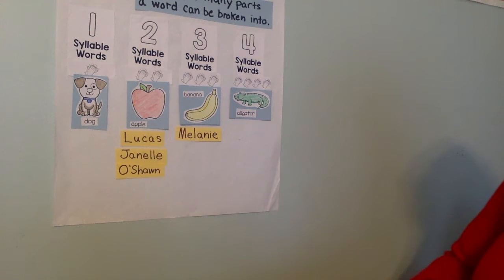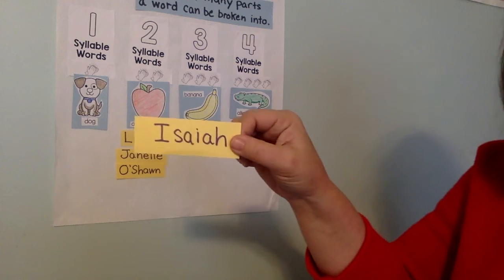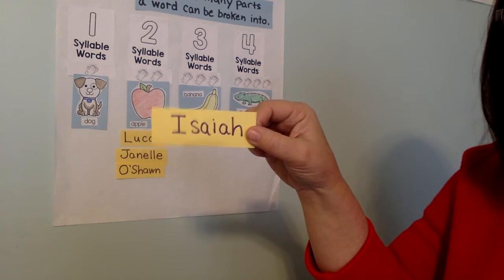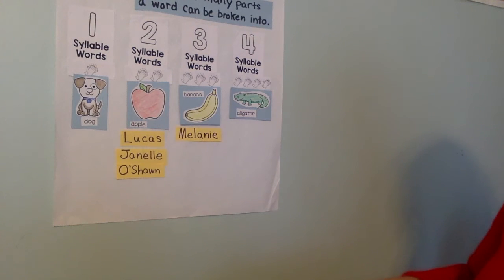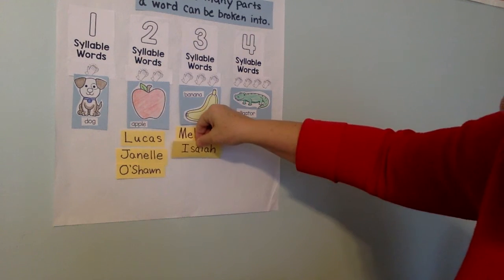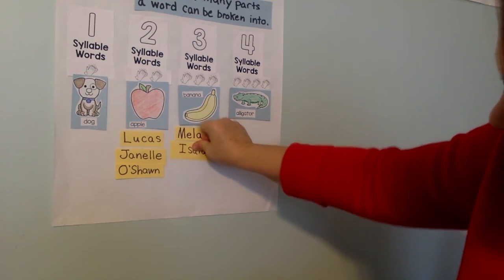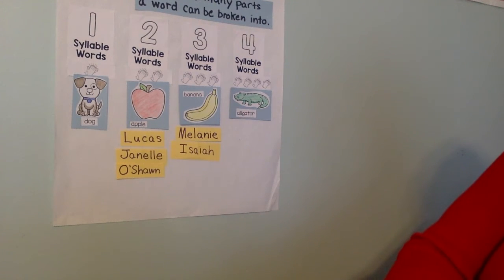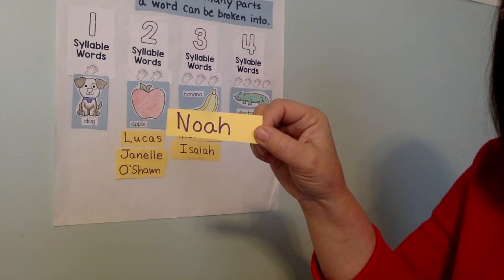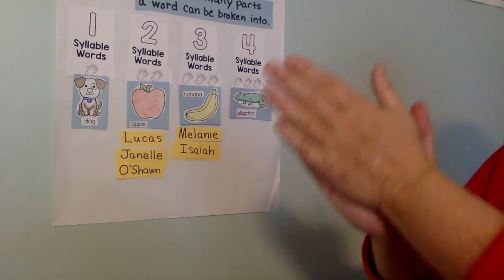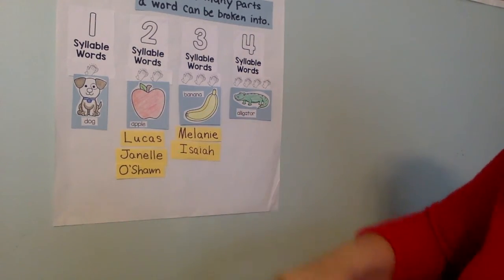All right. Now we have Isaiah. Isaiah. How many syllables? Three. Very good. You're really getting good at this. All right. Now, another friend in our class. Noah. Noah. Two. Excellent.